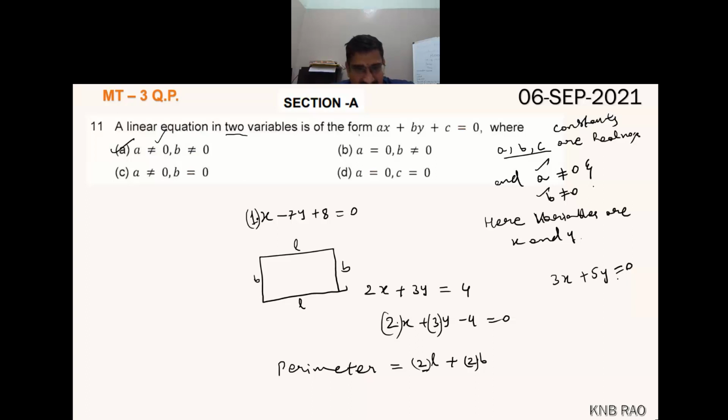What happens to this set of lines? What is the difference between this set of lines? You know, the graphical representation of a linear equation. We will discuss in the subsequent questions. Then, moving on to question number 12.